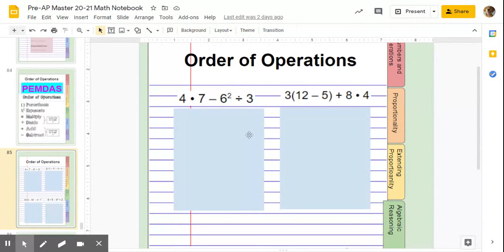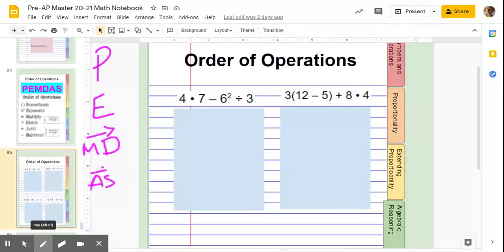Okay, so down the side I'm going to go ahead and write P, E, then M and D together because we go from left to right, and then A and S together because we go from left to right in whichever order it comes in. Okay, now you guys might want a piece of paper to write these problems down. I'm going to write them in these blue boxes here, but you guys might want to write them on a piece of paper so that they're easier for you to see.